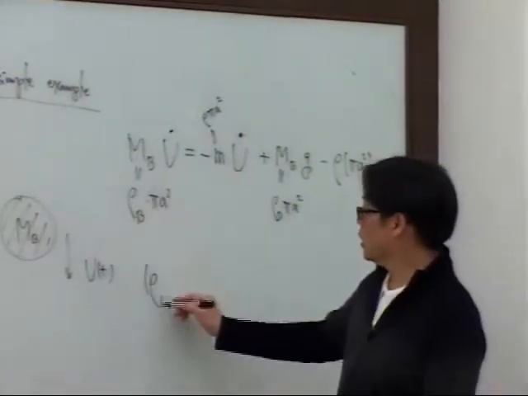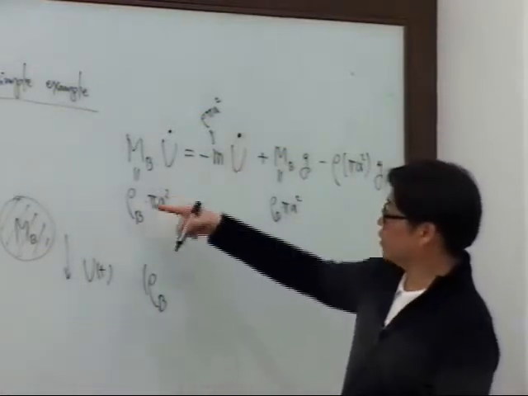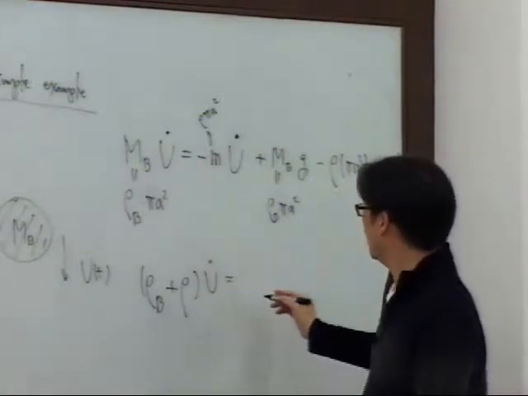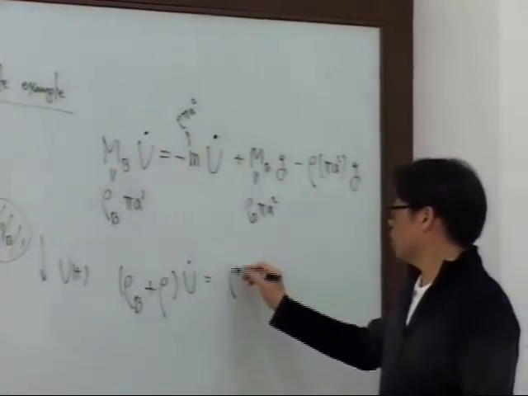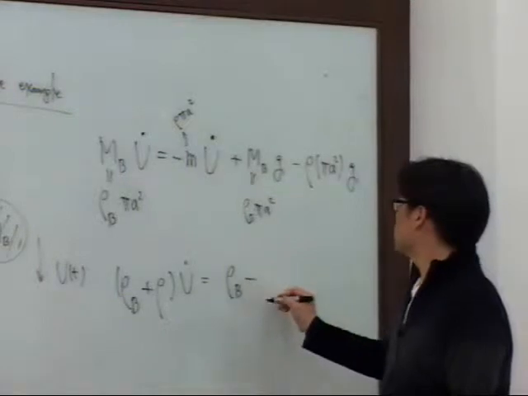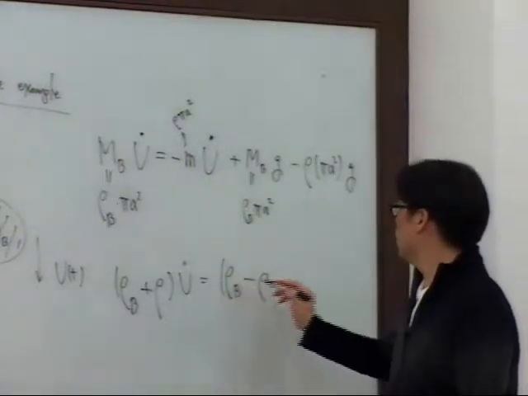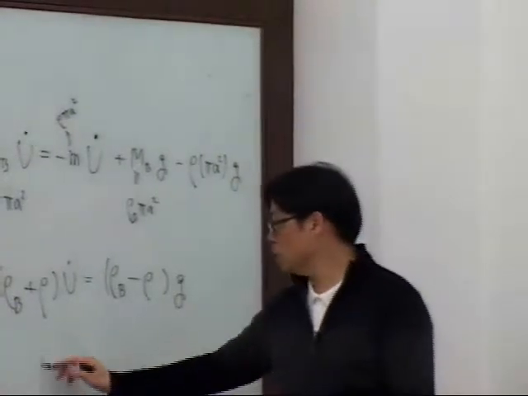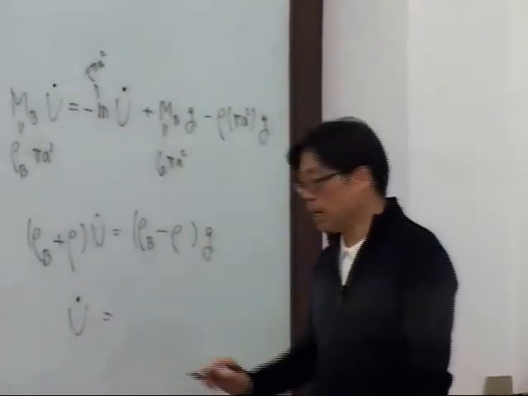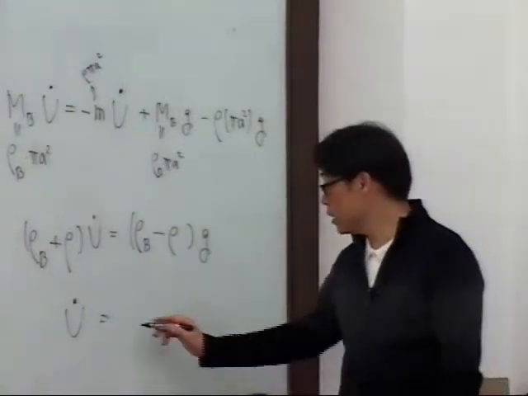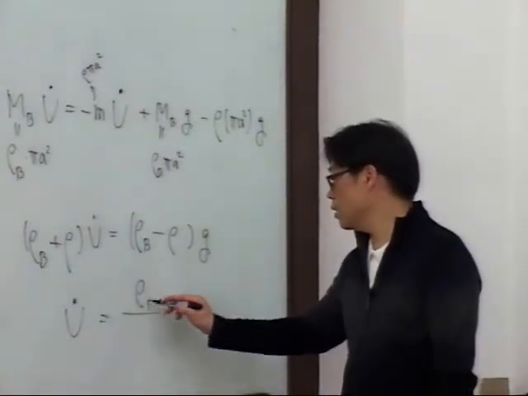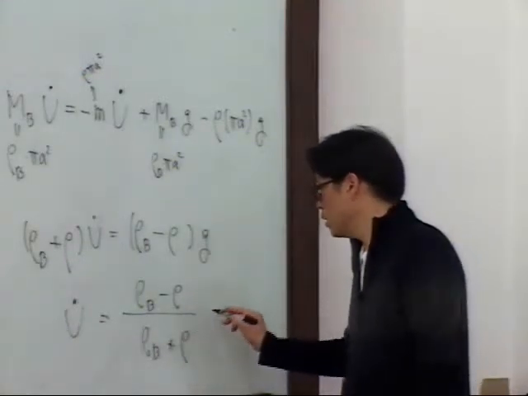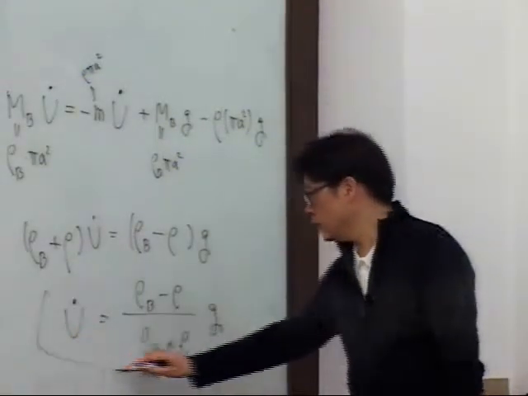rho b. When I move this guy to the left-hand side, I have rho b minus rho, g. Okay. So u dot, which is acceleration, is equal to that. That's what we end up with.